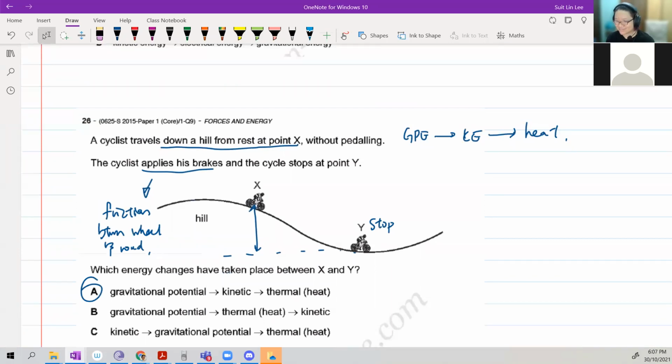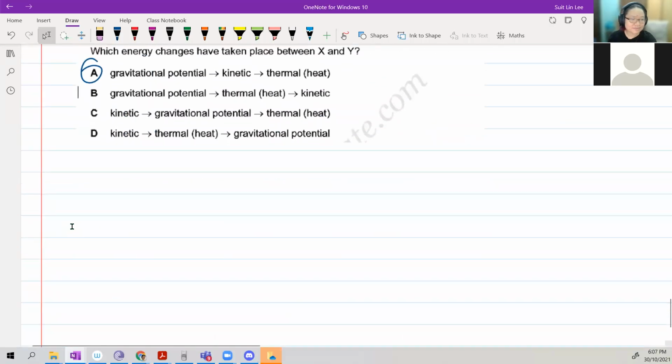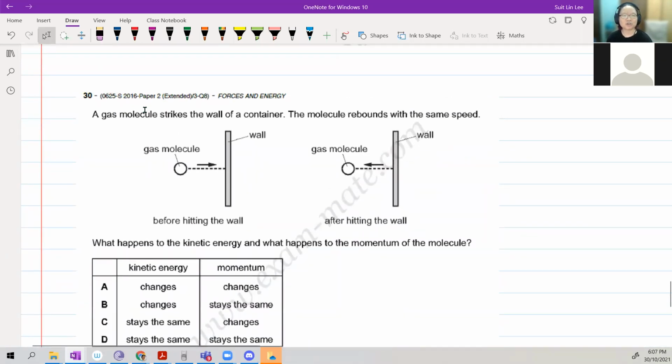Okay, plot twist. This is collision. A gas molecule strikes the wall of a container and the molecule rebounds. Boing, boing. But it rebounds with the same speed. Meaning if this speed is, I don't know, 100 meters per second, and then you go back, it's also 100 meters per second. What happens to the kinetic energy and what happens to the momentum? Do they stay the same? Do they change? They both change.